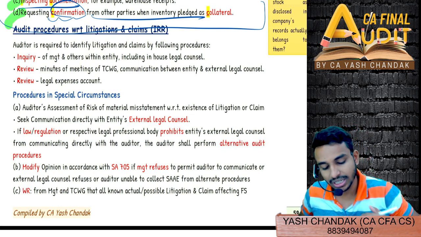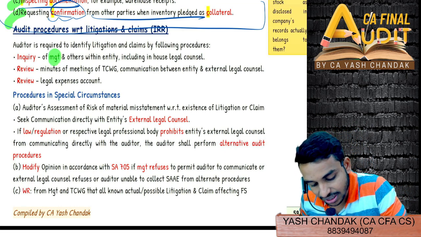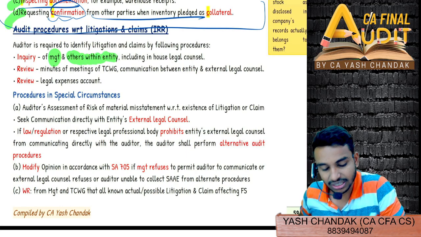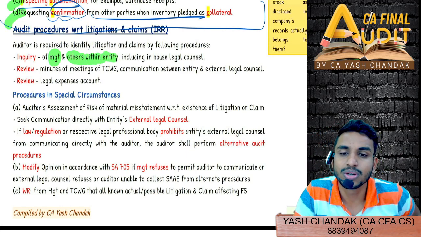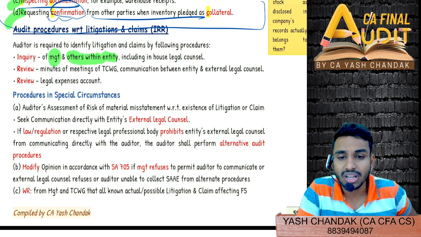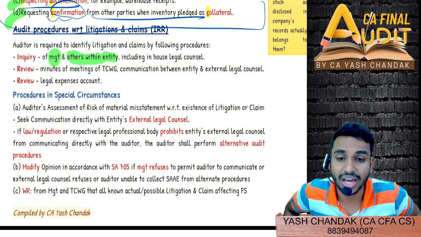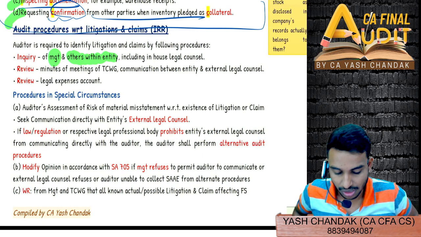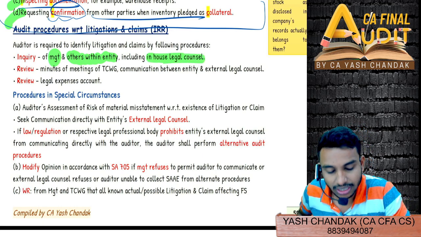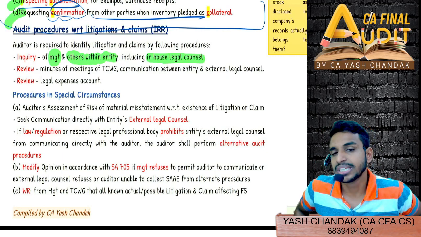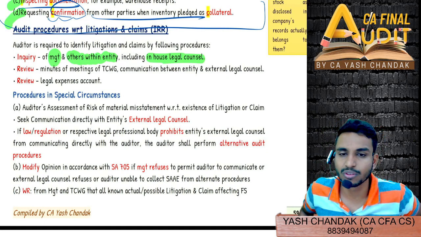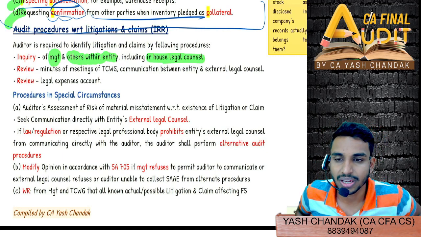First of all, you have to inquire either with the management or with others within the entity, that is TCWG and management. Inquire with someone, and thereby you will get to know at what stage the results of the court cases are. Similarly, you can also inquire with the in-house legal counsel if there is one, and if not, then you can also contact their external advocate, that means the external legal counsel, right?